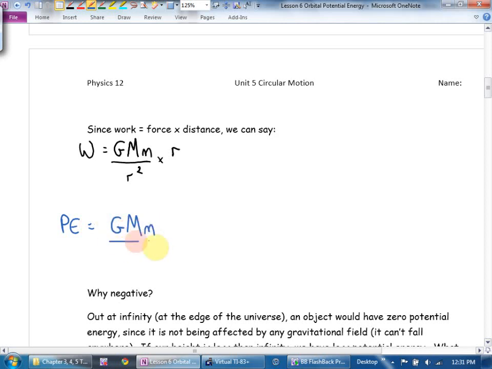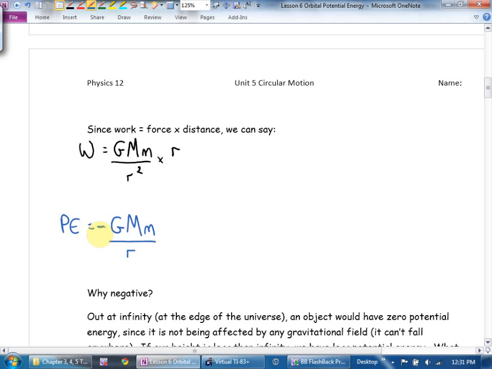Because can you see one of the R's cancels? Unfortunately, what does that look an awful lot like? Force. Don't get them mixed up. What's the difference? R squared versus R. Oh, wait a minute. One more thing. Look at your formula sheet. Find gravitation. Find potential energy. And you notice we're not quite right. Negative. Negative.